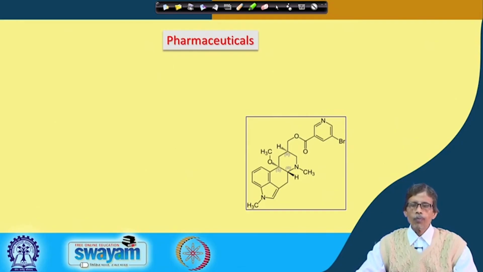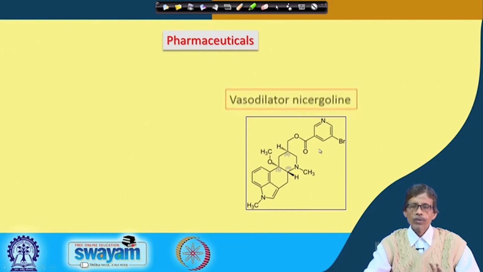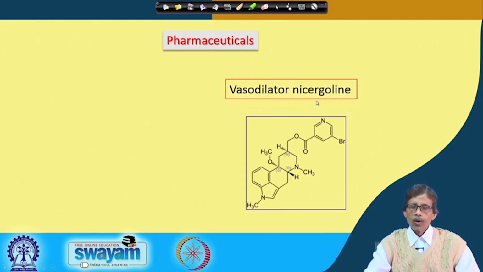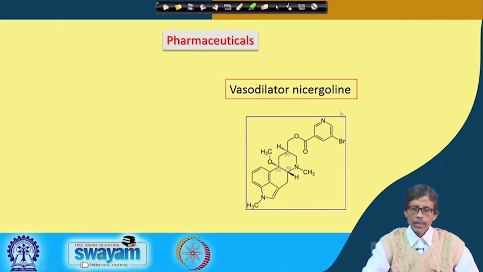So, a similar type of bromination can be achieved on a pharmaceutical molecule, where we see this particular C-Br bond. Without that C-Br bond, the function is still there, so the whole molecule is a functionally active molecule, which is nicergoline, a vasodilator. This function is a vasodilating activity. So, the vasodilator nicergoline can be formed when you get a typical brominated derivative of the original organic compound.